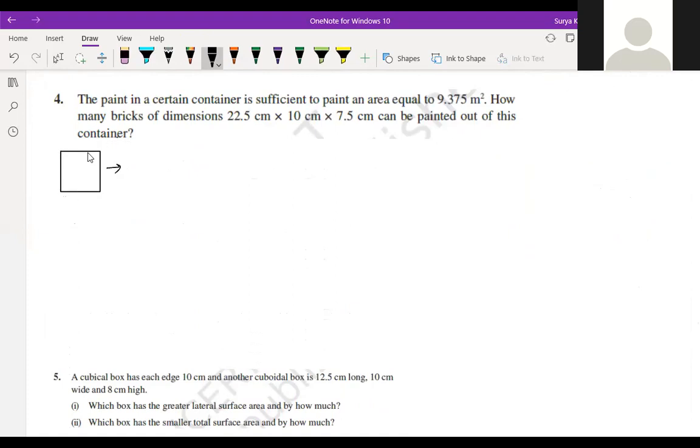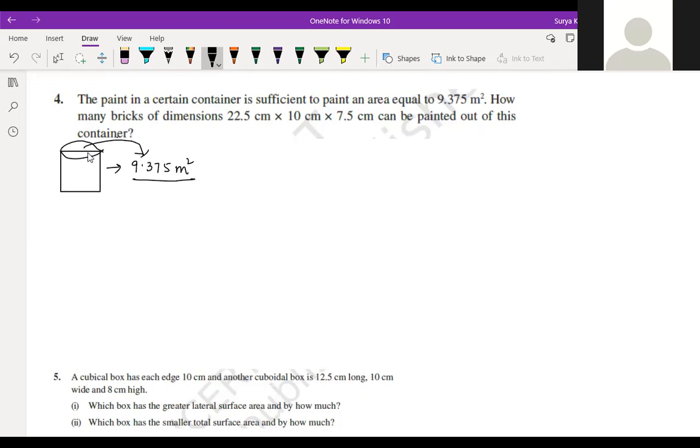In this container, you are having 9.375, means you can paint. The paint in a certain container is sufficient to paint how much? This much you can paint with the help of this container. You are having one container, and with the help of the container, you can paint 9.375 meters square of area.